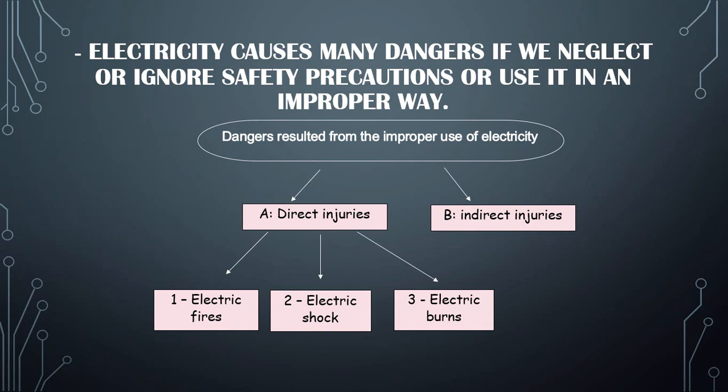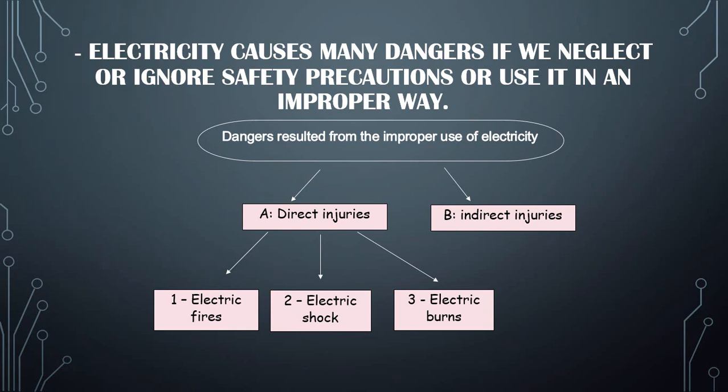First of all, electricity is used for lighting houses, operating machines, cooking food. So electricity has many uses, but it also has many dangers. Let's talk about the dangers of electricity and how to deal with it. The dangers of electricity result from the improper use of electricity.